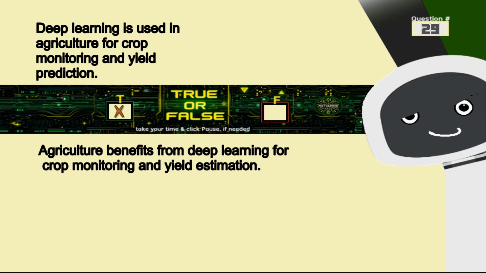True or false? Deep learning is used in agriculture for crop monitoring and yield prediction. That is true. Agriculture benefits from deep learning for crop monitoring and yield estimation.